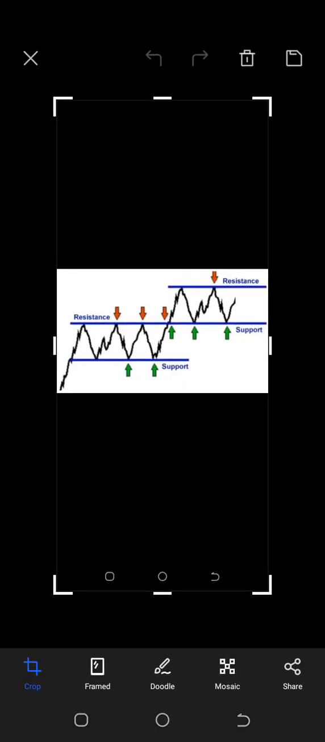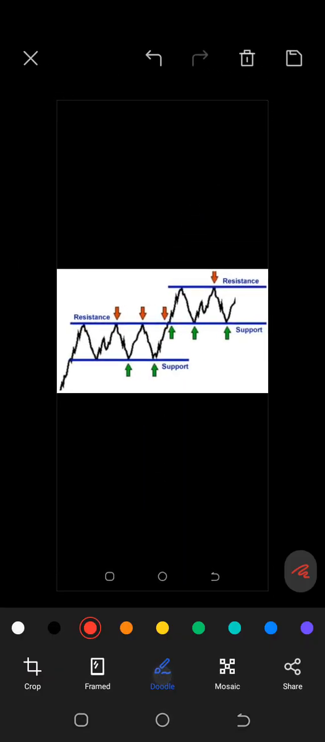So what is a support? Support is something that prevents the price from falling. Technically, a support level is a price point, as you can see over here. This is the support level.